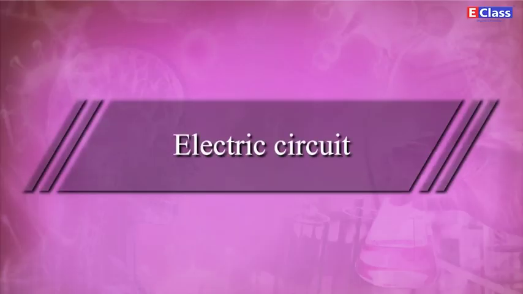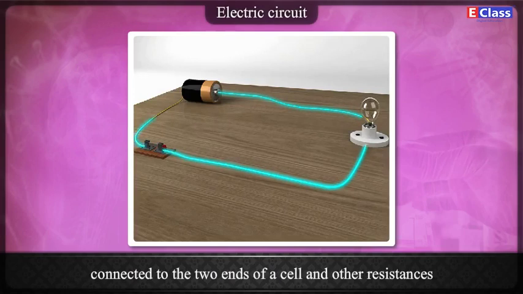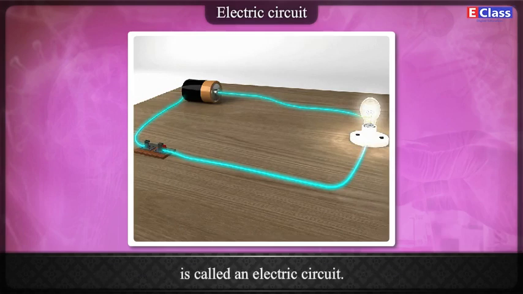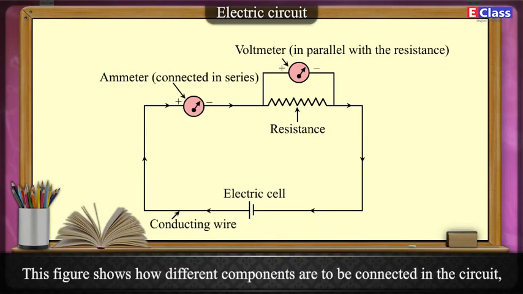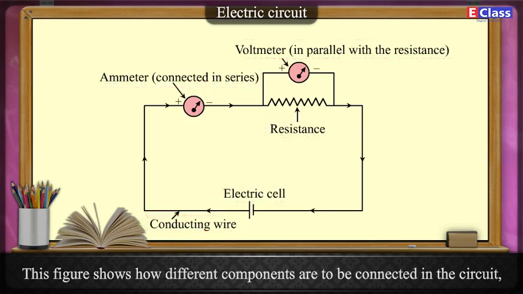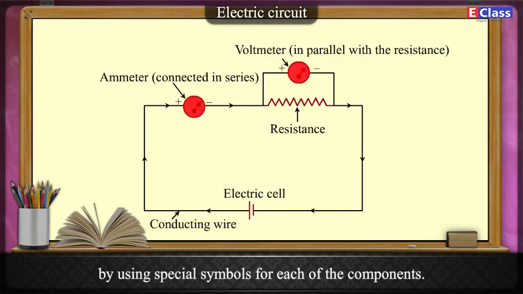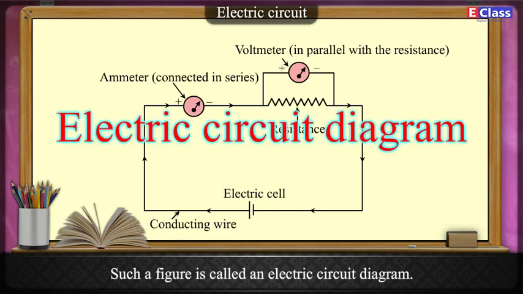Electric circuit. A continuous path of an electric current through conducting wires connected to the two ends of a cell and other resistances is called an electric circuit. A circuit is depicted by a figure. This figure shows how different components are to be connected in the circuit by using special symbols for each of the components. Such a figure is called an electric circuit diagram.